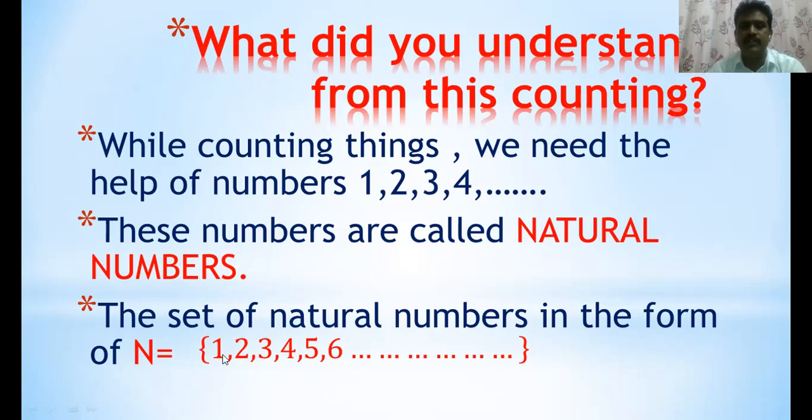Here, observe one thing. This is the least natural number. There is no other number before 1, I mean previous to 1. That is called the predecessor. There is no predecessor for 1.